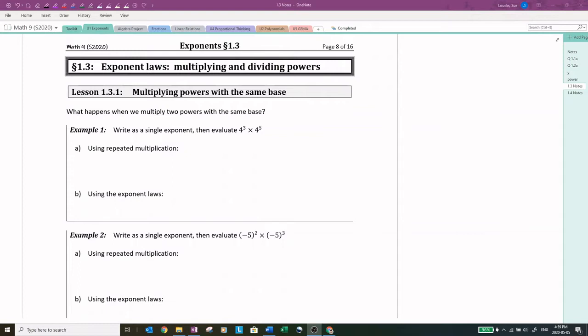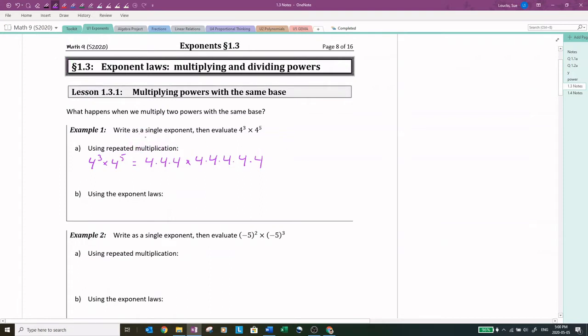Okay, example 1, write as a single exponent and then evaluate. So if we do this using repeated multiplication, what we have is 4 cubed times 4 to the 5th. If I expand that, that's 4 times 4 times 4, there's my 4 cubed, and I multiply that by 4 times 4 times 4 times 4 times 4. I used an X for times in the middle here to separate out the two pieces.